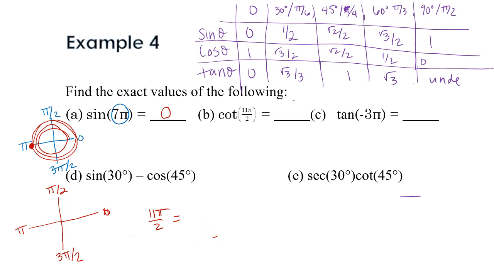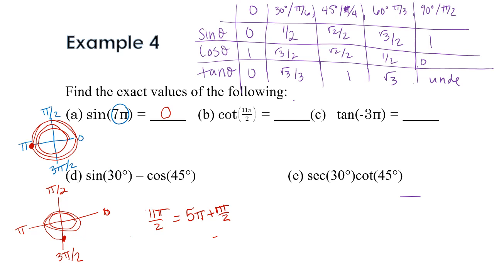Let's rewrite this so it's a little bit simpler. So 2 goes into 11 5 times, so I could rewrite this as 5 pi plus 1 pi over 2 because I would have 1 left over. 2 goes into 11 5 times with a remainder of 1. So this helps me to be able to figure out where this is on the unit circle. So I'm going to go 5 pi. So 1, 2, 3, 4, 5. And then I'm going to go 1 more pi over 2. So that's going to land me right here.